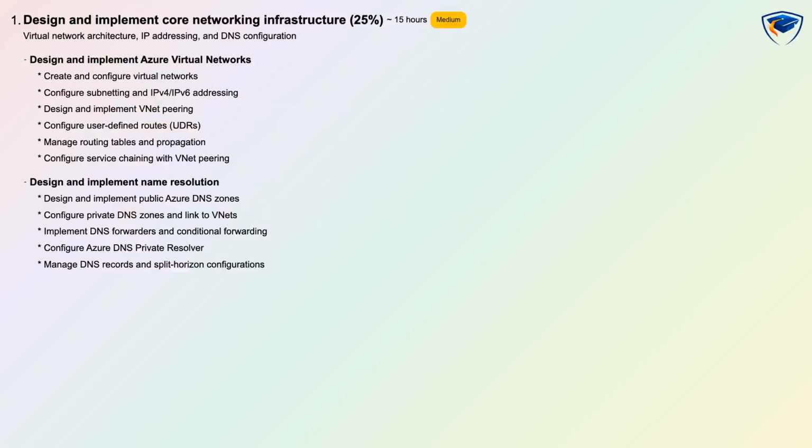The first domain, Design and Implement Core Networking Infrastructure, covers the fundamental concepts of Azure networking, including virtual network architecture, IP addressing, and DNS configuration. You'll learn how to design and implement virtual networks, configure subnetting and IPv4/IPv6 addressing, and design and implement name resolution. This domain has a medium difficulty level and requires around 15 hours of learning time.